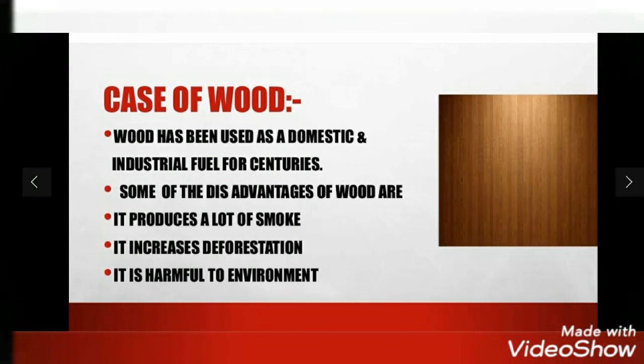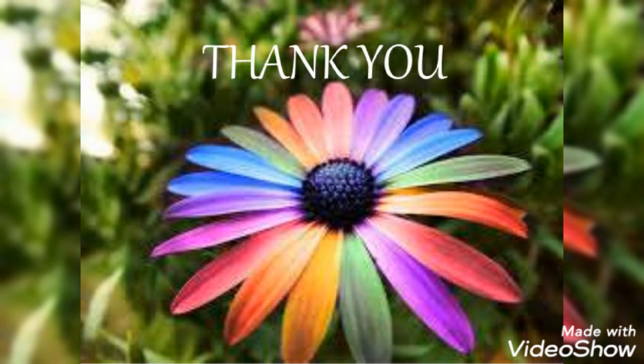Now what about wood? Wood has been used as a domestic fuel for many years, but the disadvantage of wood is that it produces a lot of smoke, it increases deforestation, and it is harmful to the environment. So that's why these ancient things like wood are now being replaced by CNG and by electrical appliances at home, so that there is less pollution.